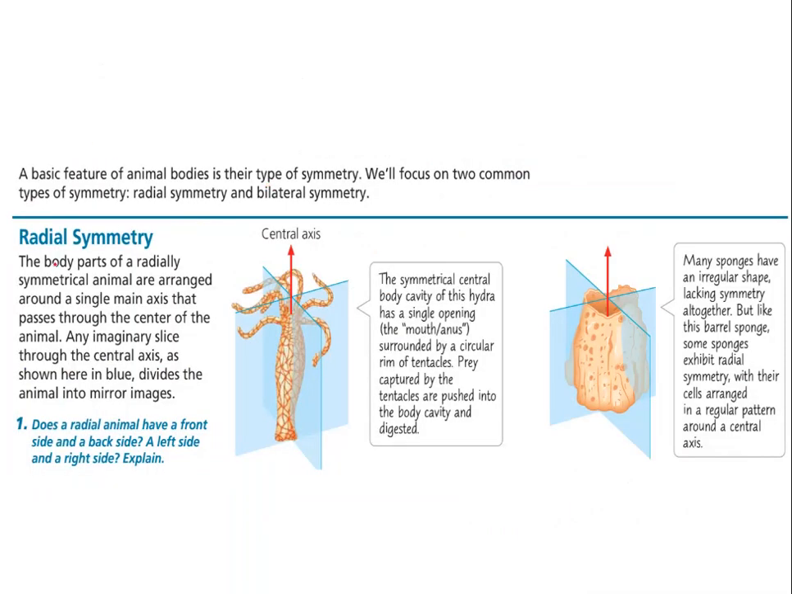Okay, so you can see this is what we call radial symmetry. You can cut from the central axis into halves along many imaginary lines. You can see that many sponges have an irregular shape, lacking symmetry. But like this barrel sponge, some barrel sponges exhibit radial symmetry.